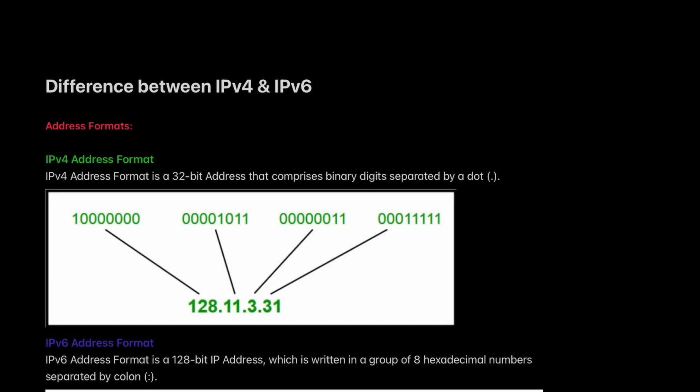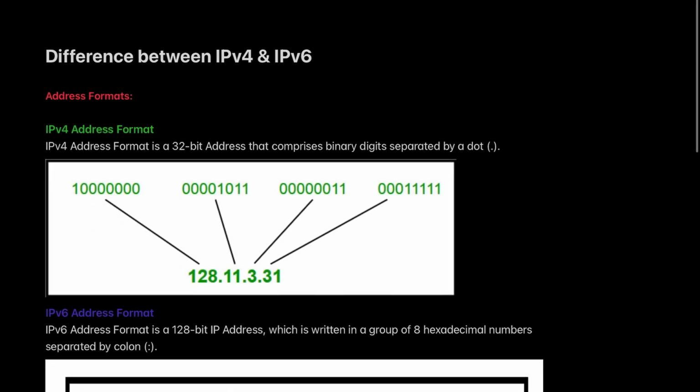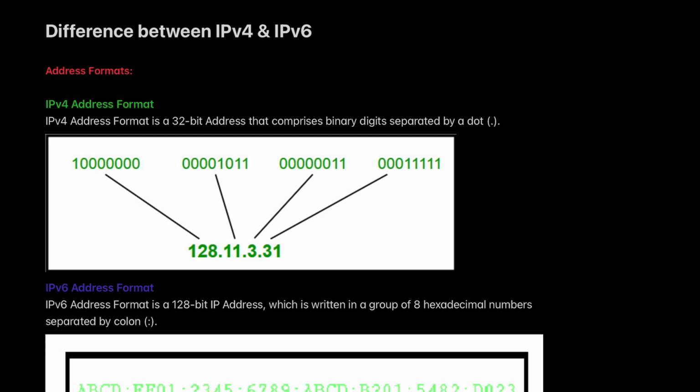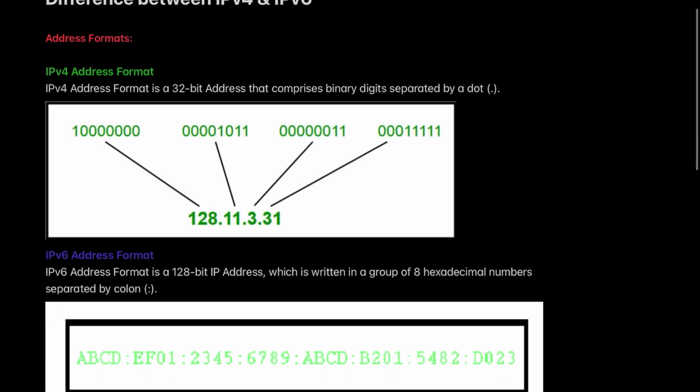The difference between IPv4 and IPv6. So at first, address format. IPv4 address format is a 32-bit address that comprises binary digits separated by a dot. That means in IPv4 there are a total of 32 bits and there are 4 octets.